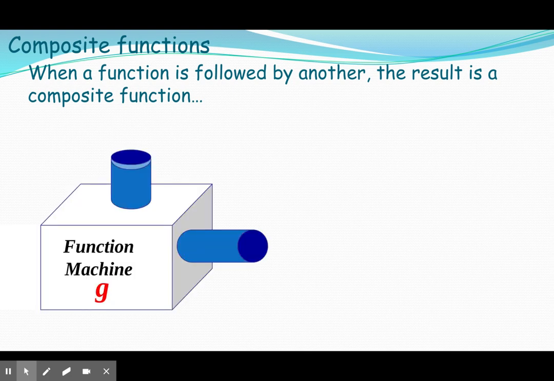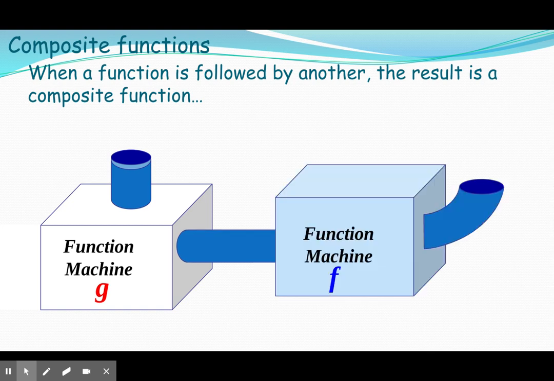So a composite function is when a function is followed by another. We have here a function machine, which we're going to call G, and a function machine called F. We have an input to G, and that input goes through G and comes out as an output of function F. That's what a composite function is.